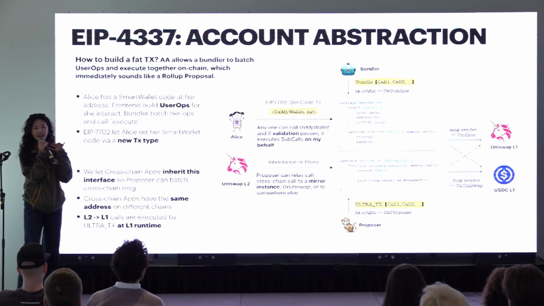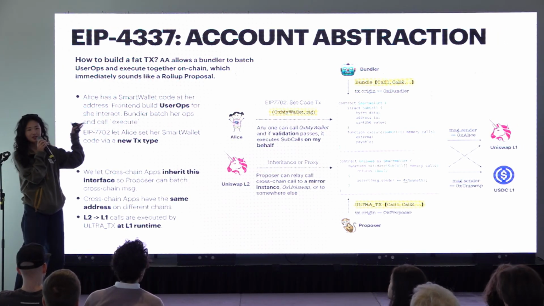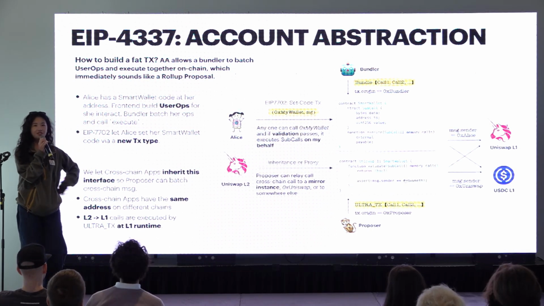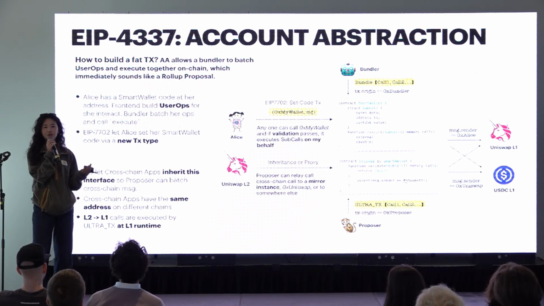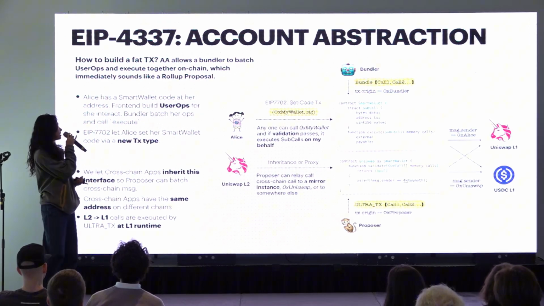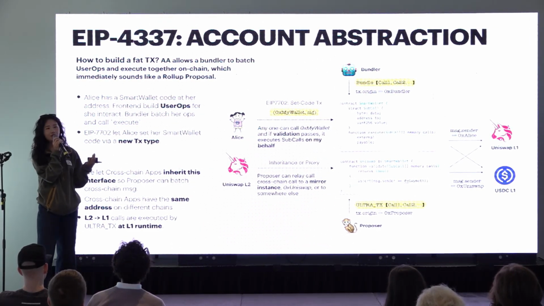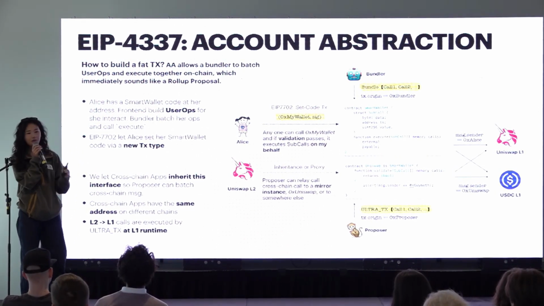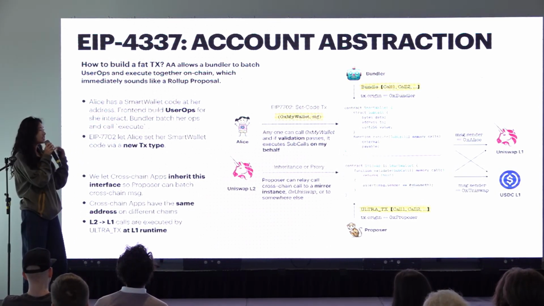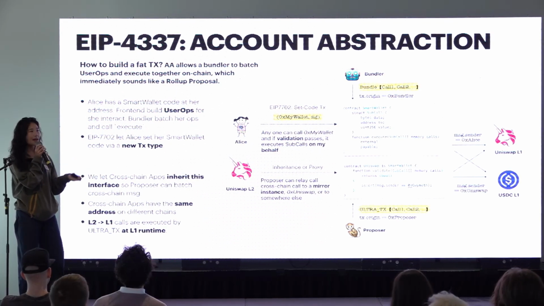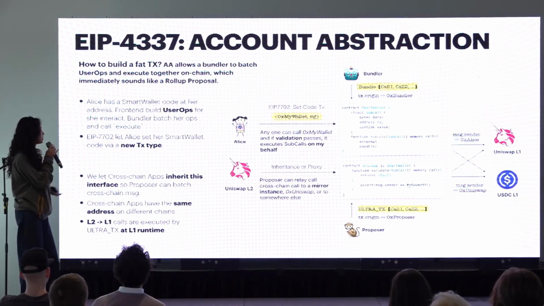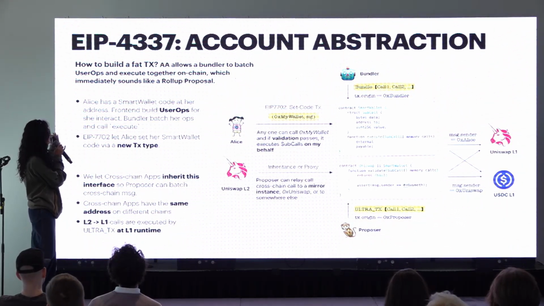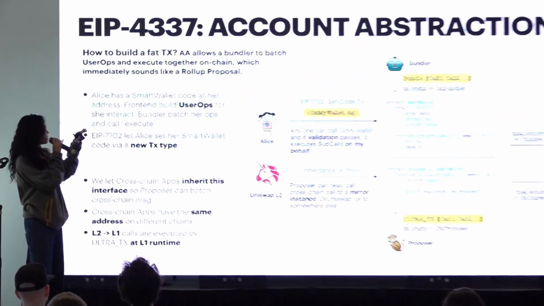So the question is, how do we build this fat transaction? How do we settle everything together? If you are familiar with account abstraction, this should immediately ring a bell, because in account abstraction, a bundler will bundle user operations and settle them on L1 all at once. That immediately sounded like a rollup proposal, which batches L2 transactions and settles them together at once, right?